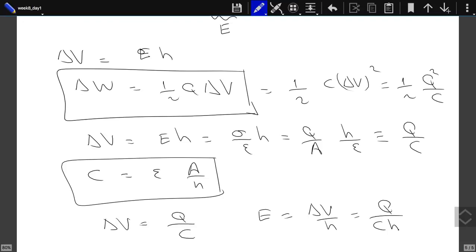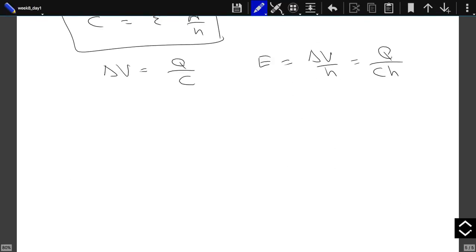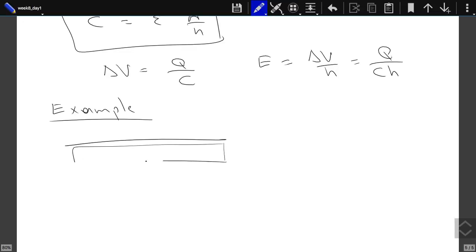What about the sandwich capacitors? That's exactly what I am solving now. We have this conductor. I have one dielectric, another dielectric, and another plate. So this has a dielectric constant epsilon 1, this has a permittivity epsilon 2.